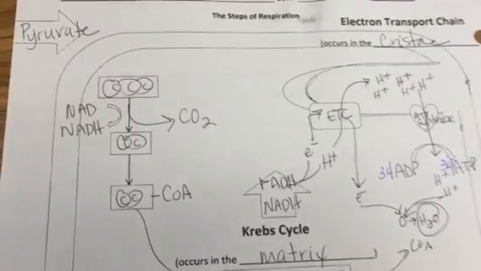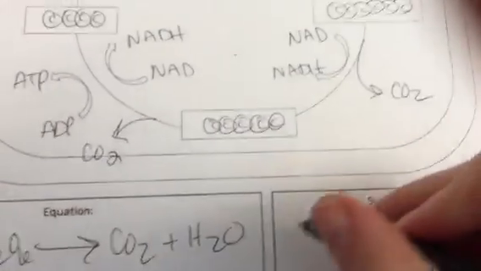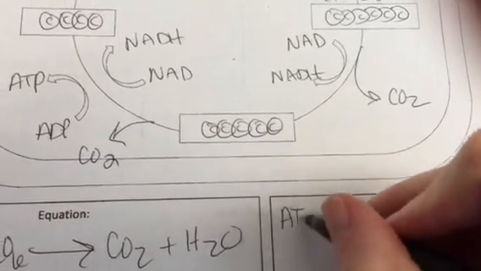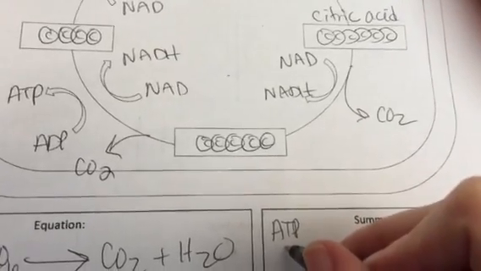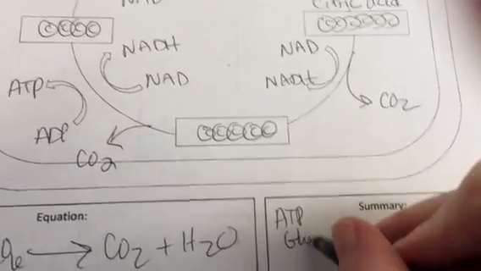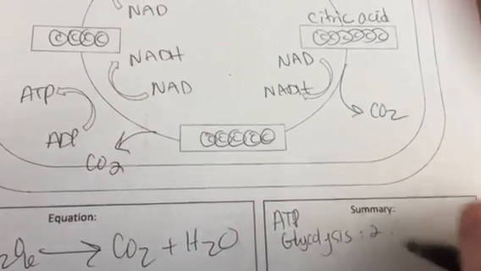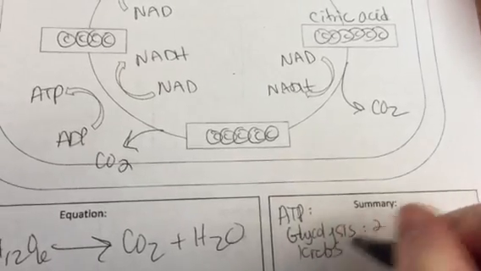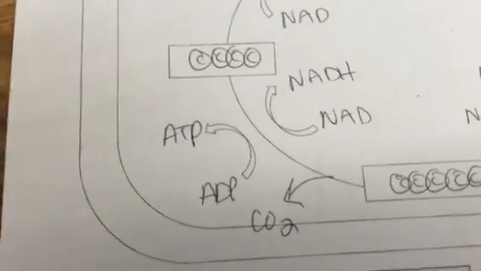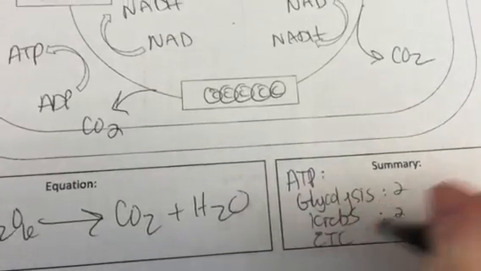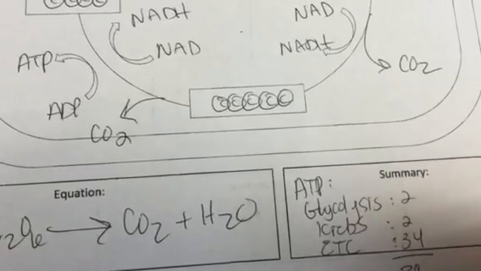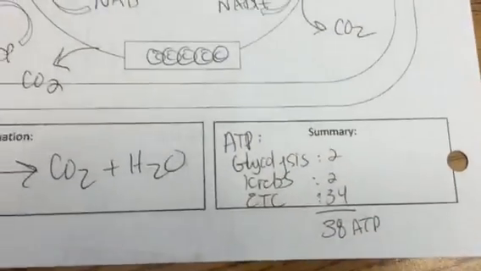So we need to do a little bit of math for our summary. For the summary, let's look at the number of ATP that we made. So for glycolysis, remember that we had 2 net ATP. For the Krebs cycle and the preparatory step, we have 1. But remember that was just for 1 pyruvate, but there's 2 pyruvate for every glucose molecule, so it's actually 2. And for the electron transport chain, we have 34. So that gives us a total of 38 ATP for 1 molecule of glucose.